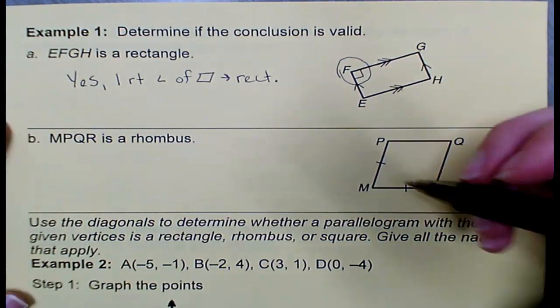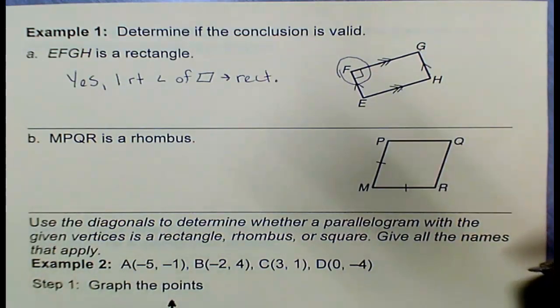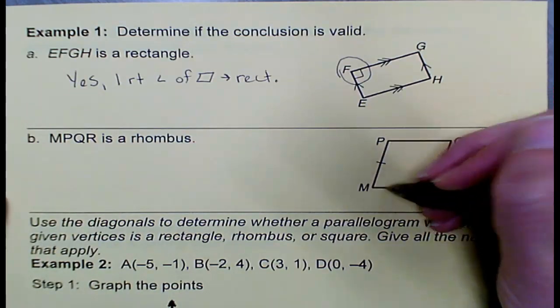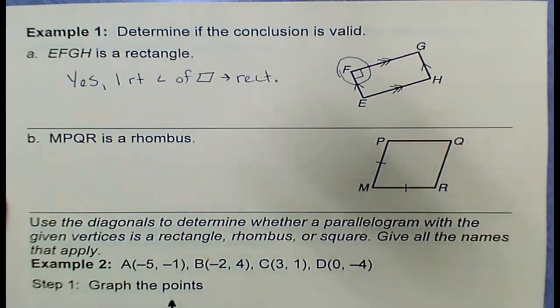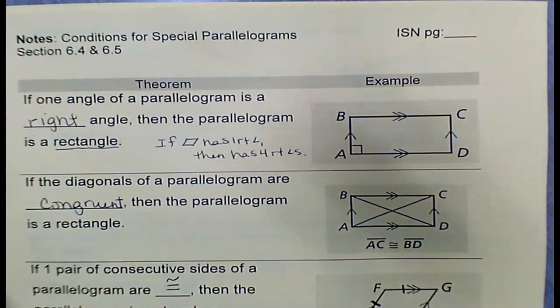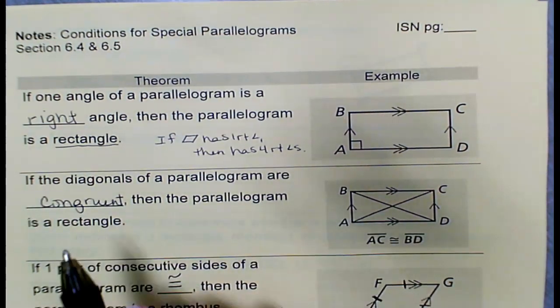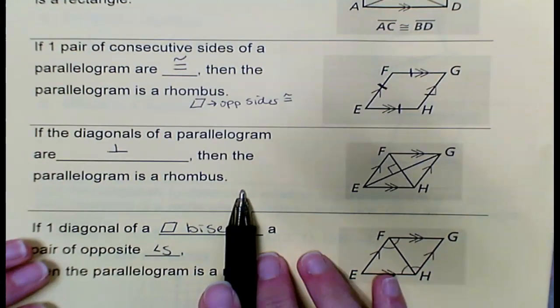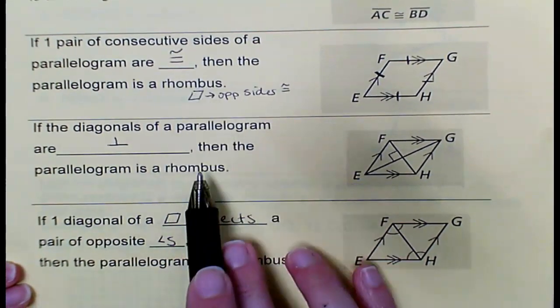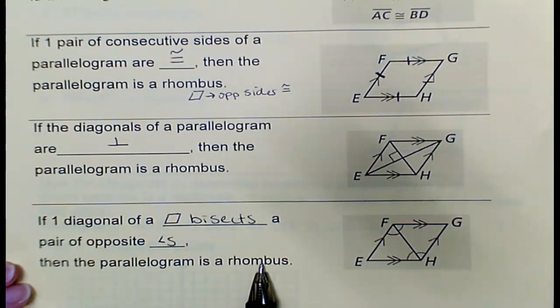Part 2 says quadrilateral MPQR is a rhombus. So we have to decide yes or no. All I know here is that consecutive sides are congruent. So I'm going to go back and see if anything can be used to claim that this is a rhombus. So this one, no, it talks about a rectangle. This one, no, it talks about a rectangle. These two talk about rhombi, and this one talks about a rhombus as well. So do I have one that talks about consecutive sides being congruent?